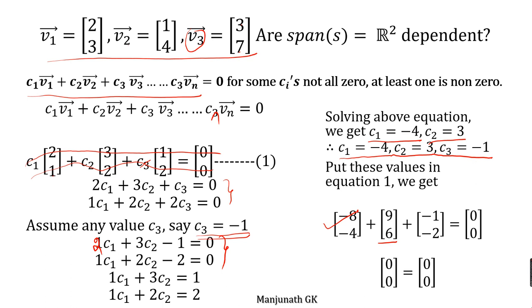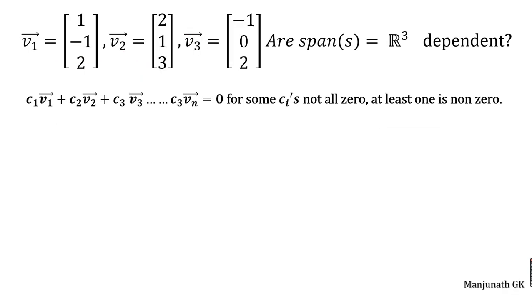Okay, the key point is assume any value of C3. It can be any real number. Later you can calculate C1 and C2. Then put them in this equation 1. If LHS equals RHS, then they are dependent on each other. Therefore, they are dependent. All right.